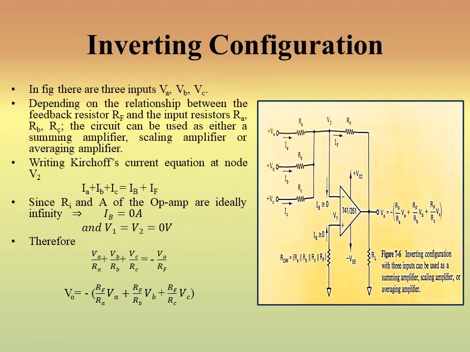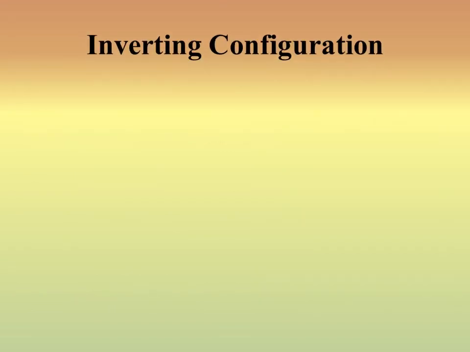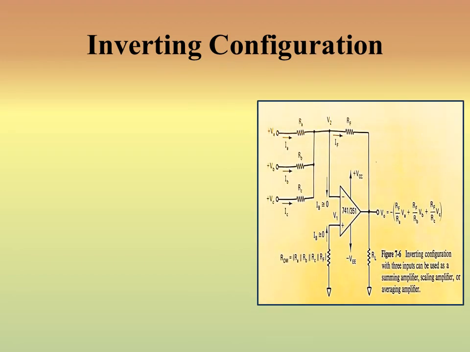Now I have previously said that by a suitable combination of RF, RA, RB and RC, we can use this circuit for summing, scaling or averaging. So we'll take one by one. Again I have shown this diagram, and first of all I'll take the summing amplifier.